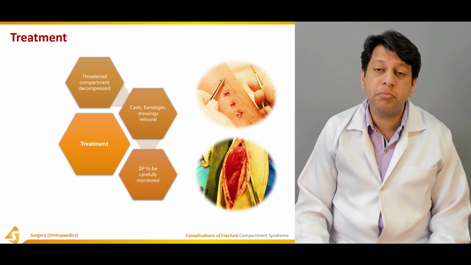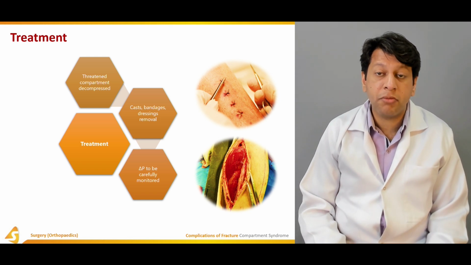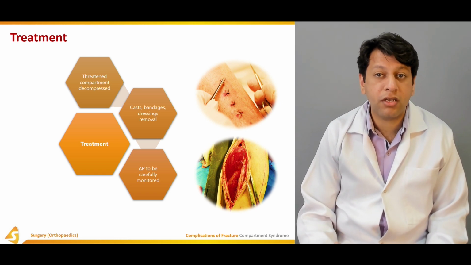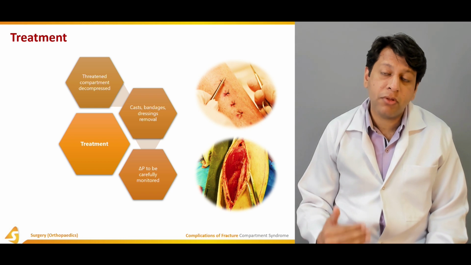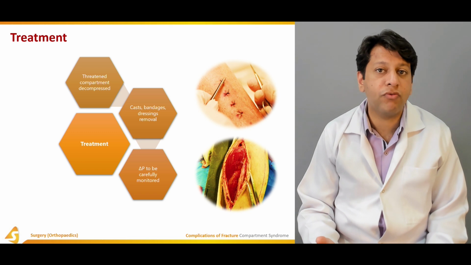Now delta P is basically the pressure difference. Intracompartmental pressures can be measured with special gadgets which are available nowadays. We can measure the intracompartmental pressure. For example, one option is if it's going more than 30 millimeters of mercury, then you go for a surgery.